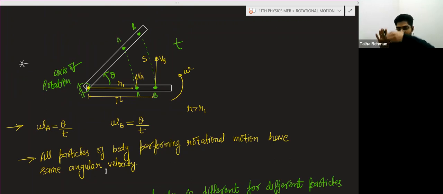Omega will be the same. Suppose you take the example of this body, and this body is rotating like this. Each and every particle of this body will move with the same angular velocity, okay, the same angular velocity, not the same linear speed.